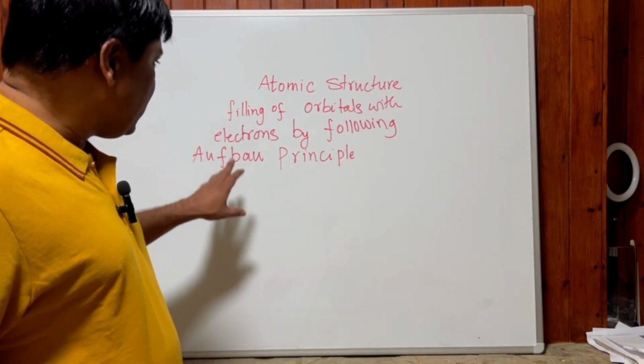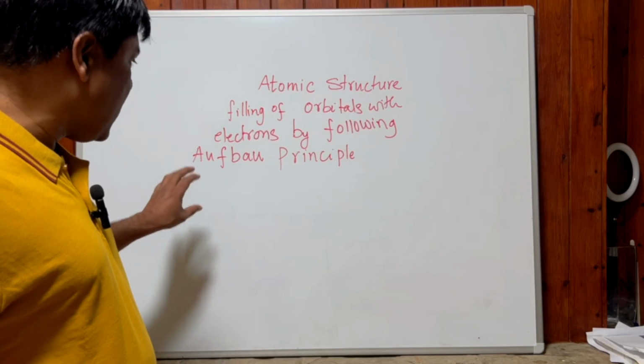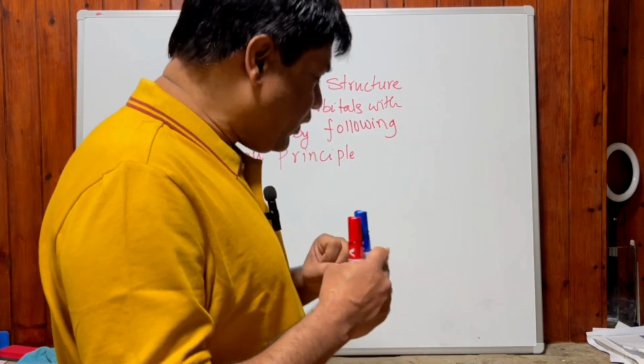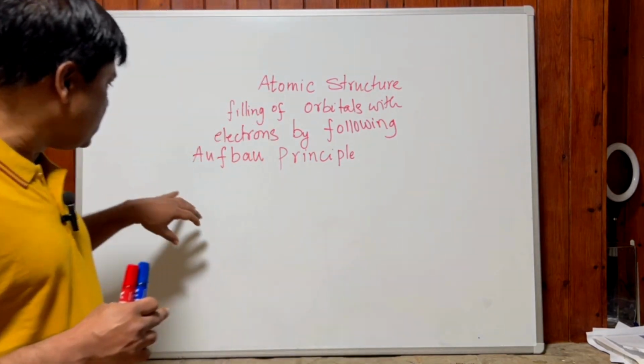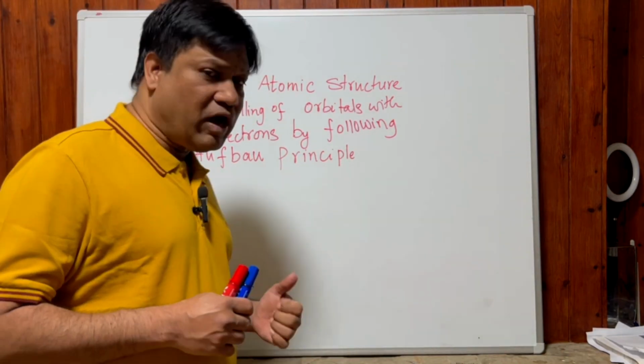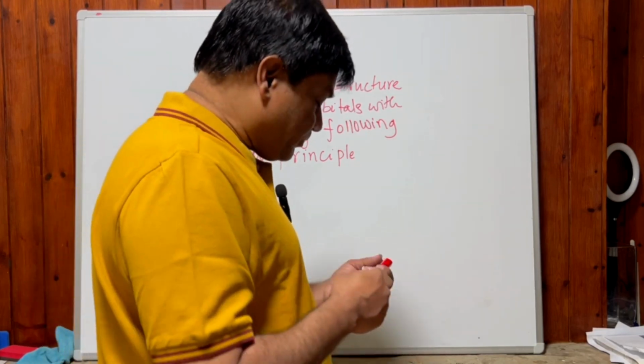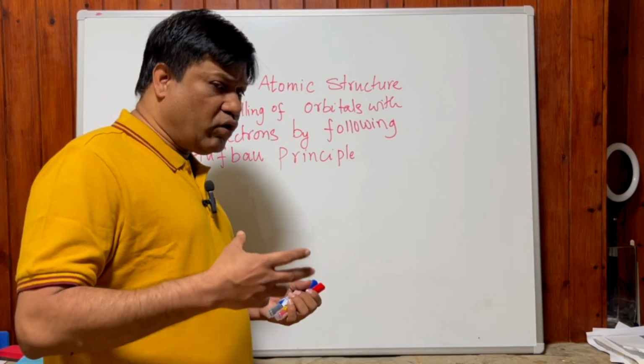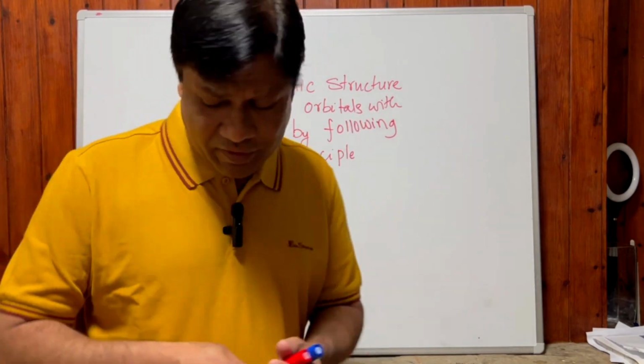But before that, I think I should first explain how to fill the orbital with the electron by using this principle, the Aufbau principle. So I'm giving you a brief description of the structure of an atom. Look at that.